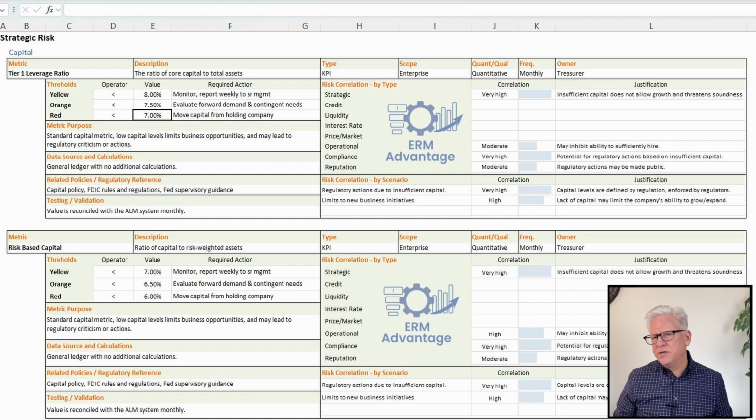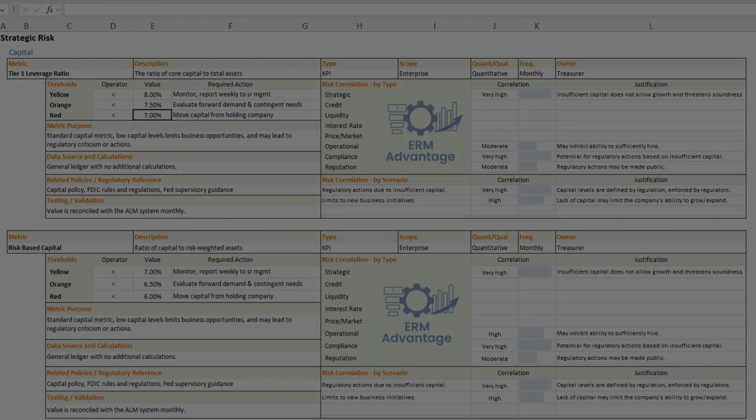Now, this information should be evaluated and even approved periodically, but absolutely no less than annually, as well as after every update to our risk appetite framework and our enterprise risk assessment.